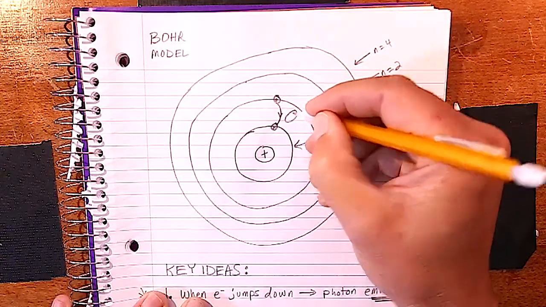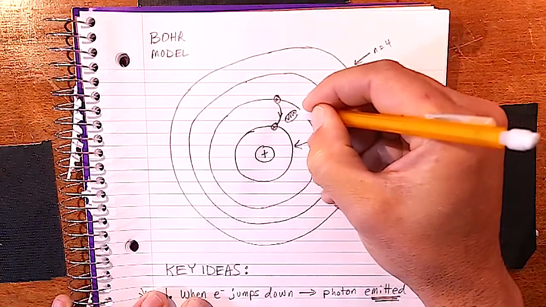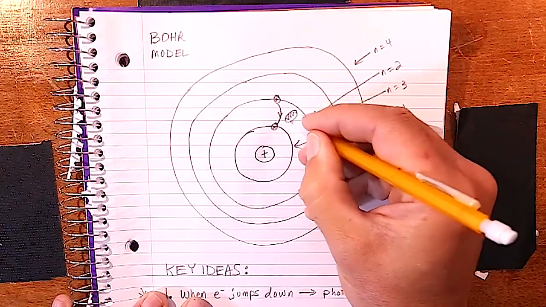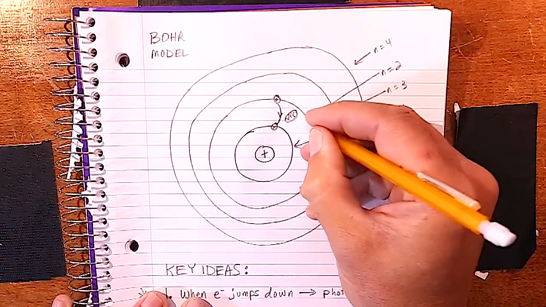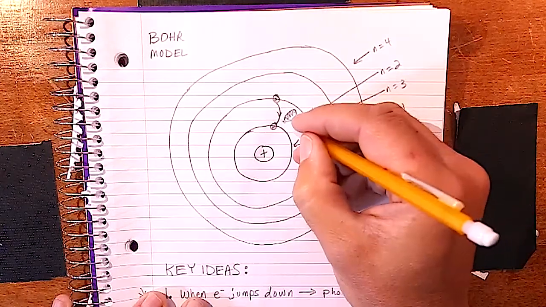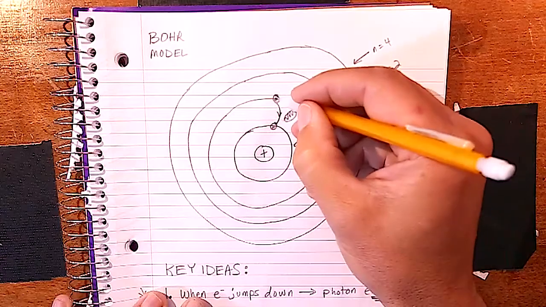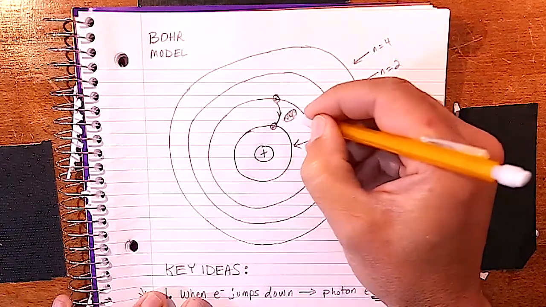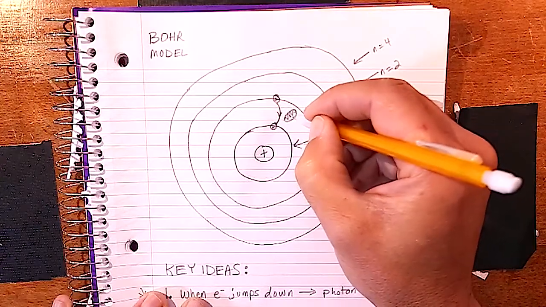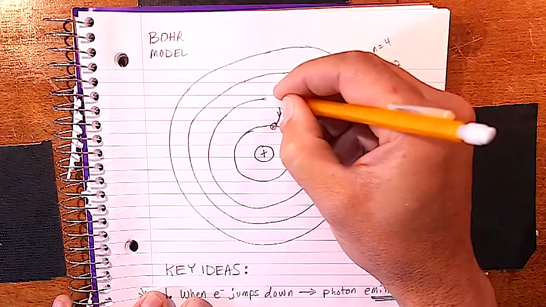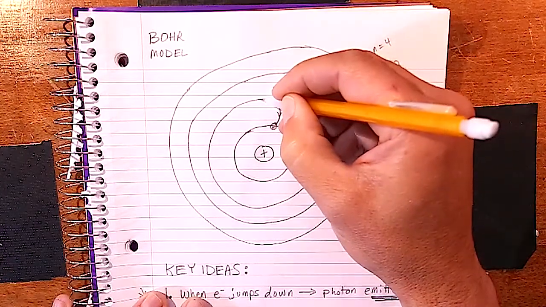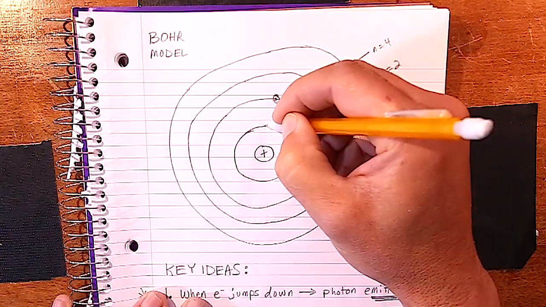emit a photon. Now, what is a photon? It is a little bundle of energy that has a specific frequency. Remember, it acts like a wave and a particle. So this gets ejected. So the first idea is that when an electron jumps down, a photon gets emitted. And the energy of the photon is equal to the difference in the energy levels. So this energy level has a different energy than this level.